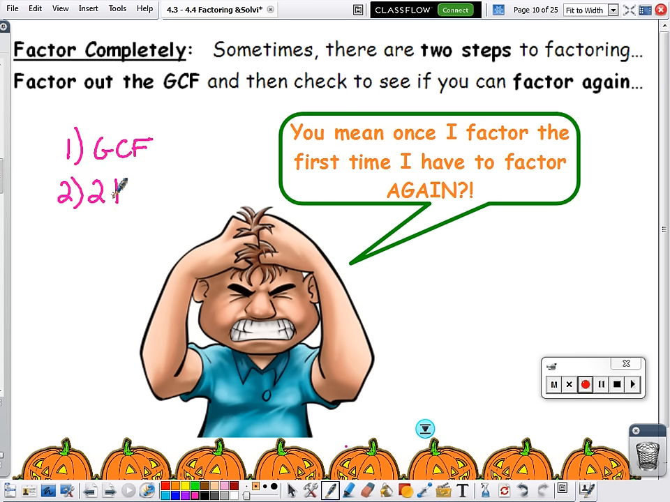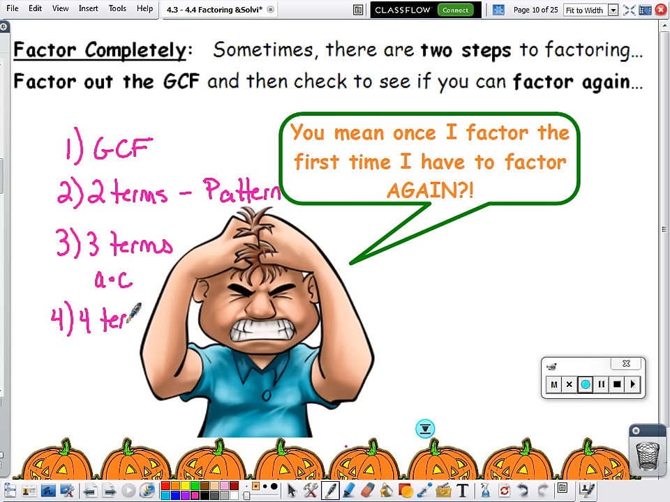Okay, if you have 2 terms, you need to look for the pattern. Okay, if you have 3 terms, you're going to do the A times C method. If you have 4 terms, you're going to be looking to group. Looking for the GCF is always the first step.